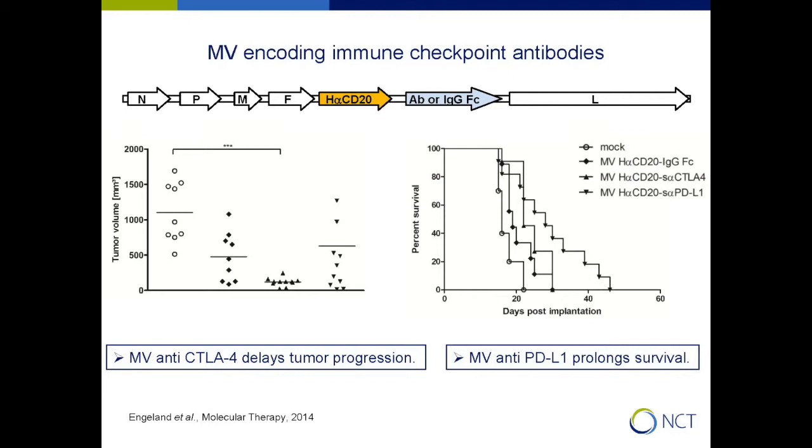And when we compared either mock treatment with a virus encoding the antibody constant region or the anti-CTLA-4 or anti-PD-L1, we saw a significant decrease in tumor volume in those mice treated with measles anti-CTLA-4. And in case of anti-PD-L1, we saw a prolongation of survival.